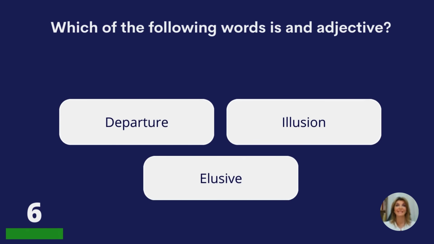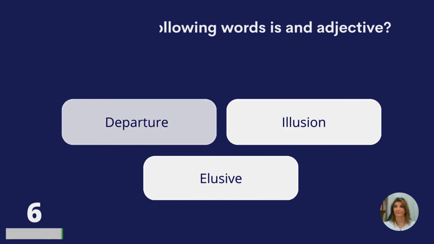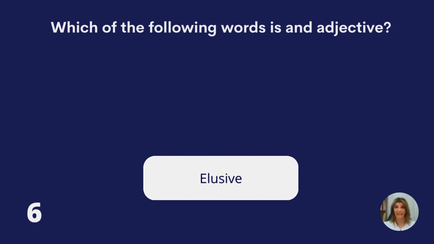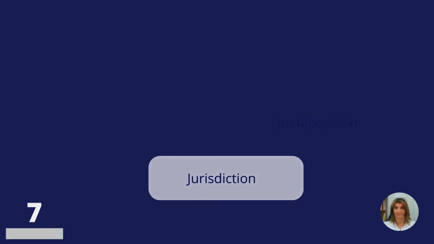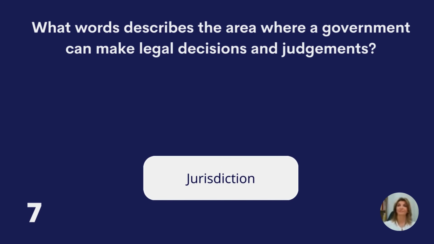Which of the following words is an adjective? Departure, illusion, or elusive? Elusive. What word describes the area where a government can make legal decisions and judgments? Justification, juxtaposition, or jurisdiction? Jurisdiction.